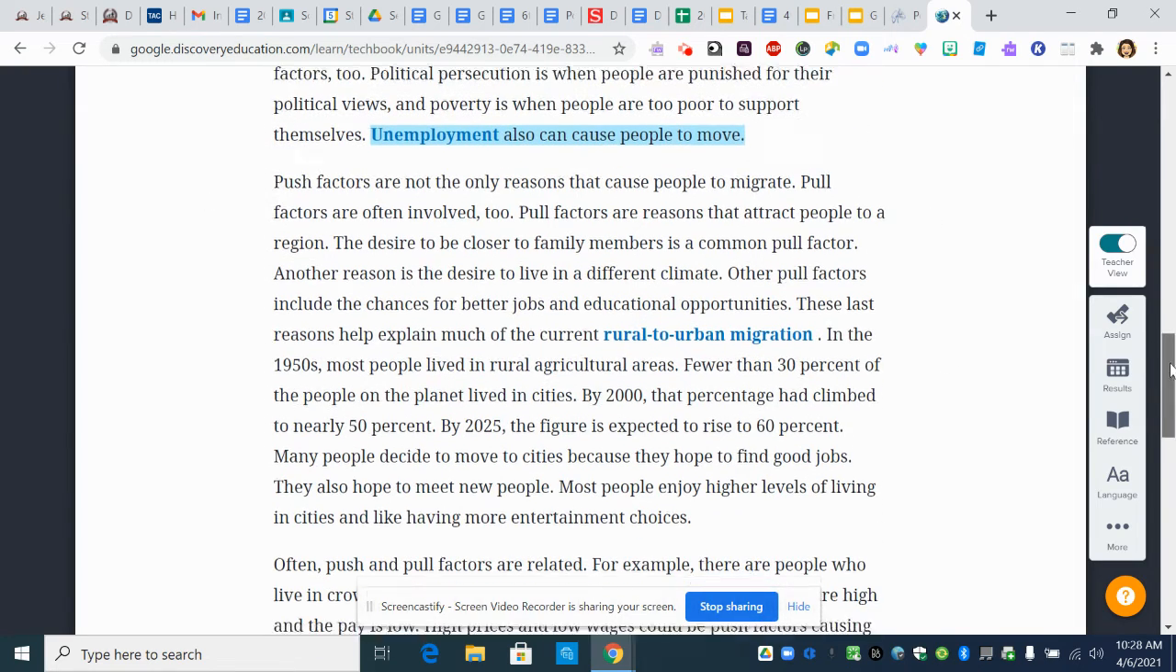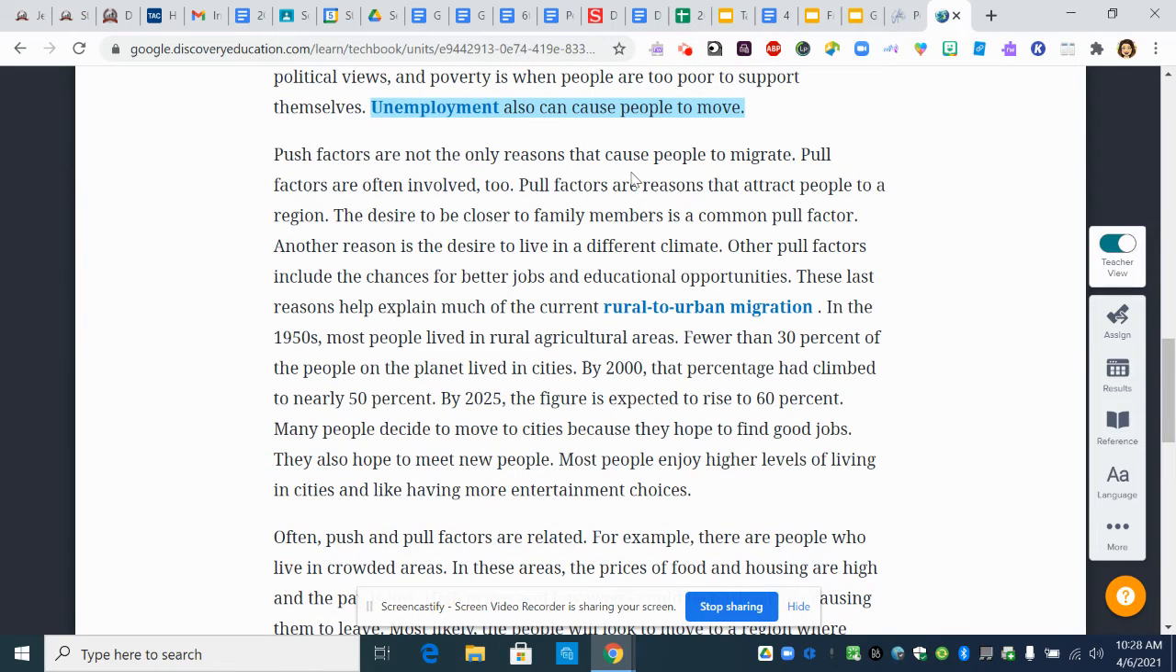Let's move down to this paragraph. Push factors are not the only reasons that cause people to migrate. Pull factors are often involved too. Pull factors are reasons that attract people to a region. The desire to be closer to family members is a common pull factor.